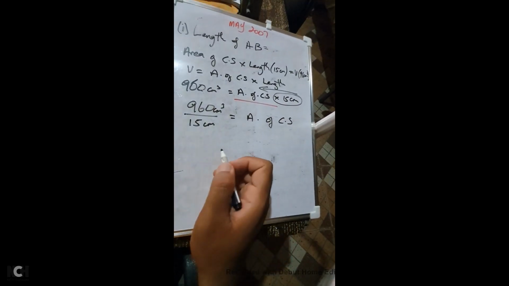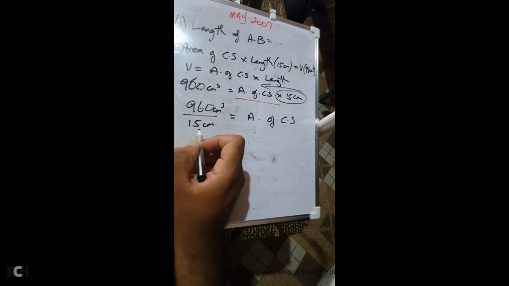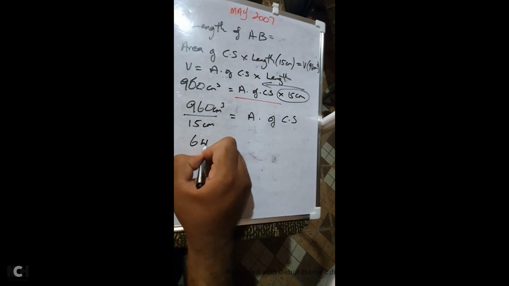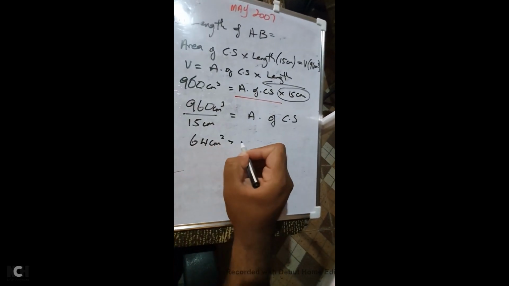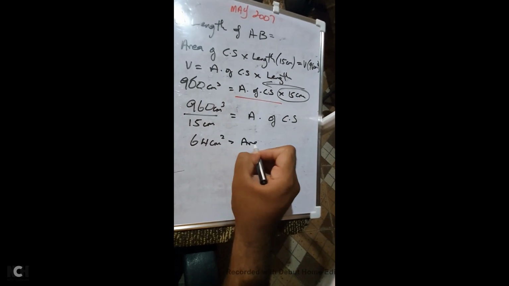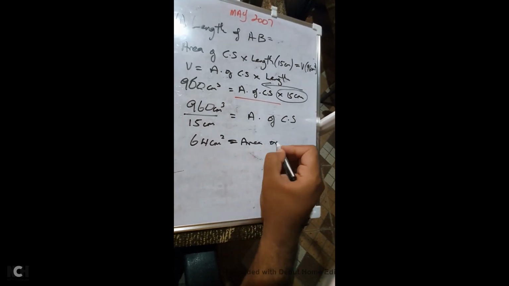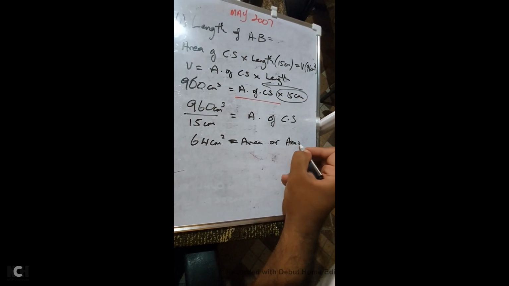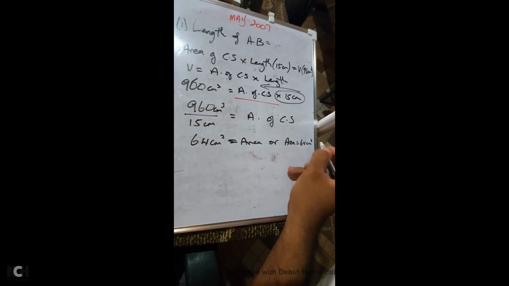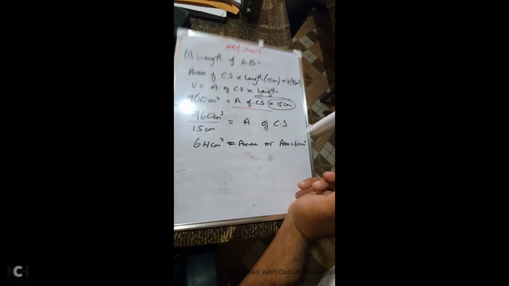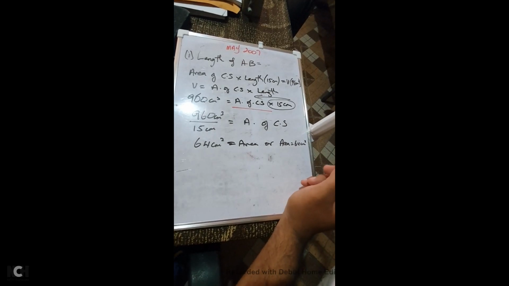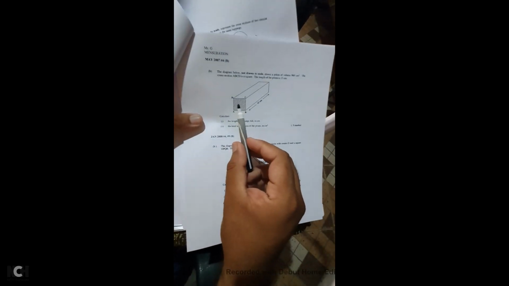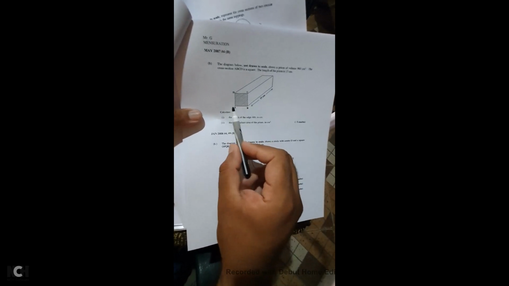So 960 divided by 15 will give us 64 centimeters squared is equal to the area, or we could say area is equal to 64 centimeters squared. But that will account for the area of the square in front here, right? But we don't want the area of the square.